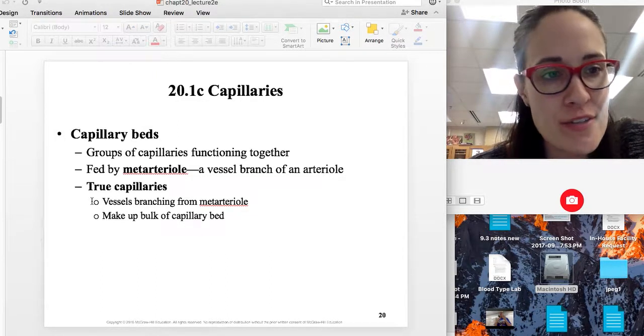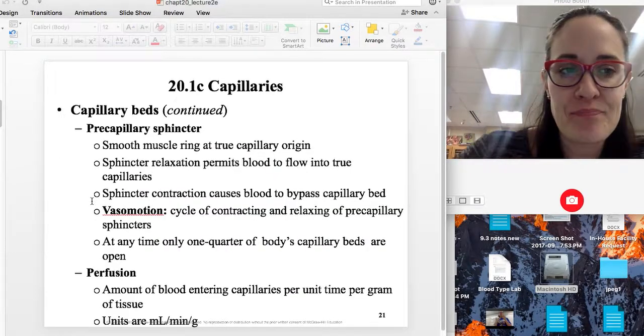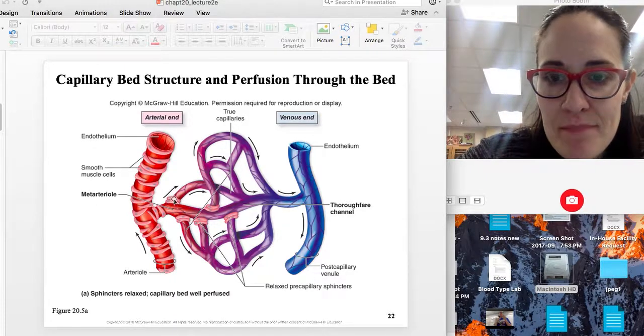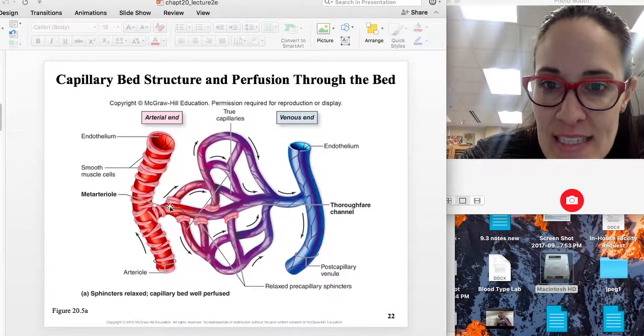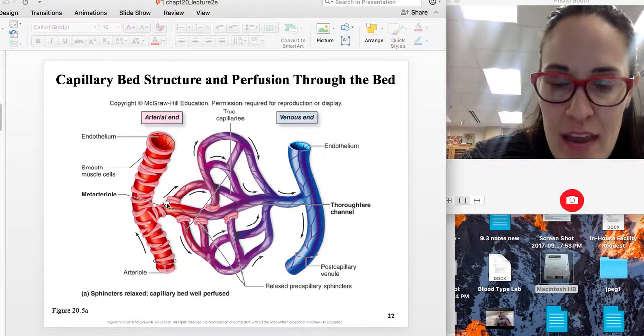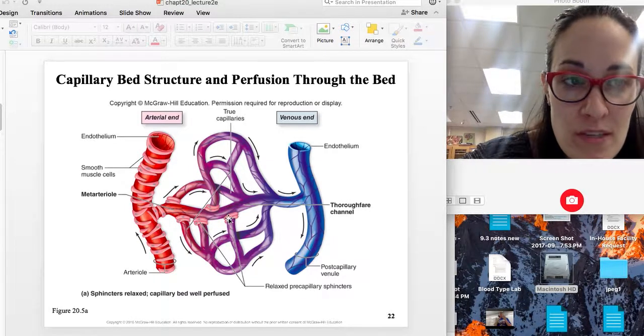And true capillaries are in that area, make up the bulk of the capillary bed. Okay, so I'm just going to the picture first here. So here is our capillary bed. We see the meta-arteriole right here. So it's feeding this capillary bed. And notice branching off the meta-arteriole, we have these little muscles right here.